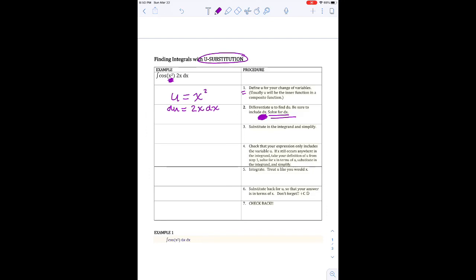Then we're going to solve for dx. So dx is this guy right here, and we just want to solve for him. If we're solving for him, we're going to divide by 2x. We get dx equals du over 2x.